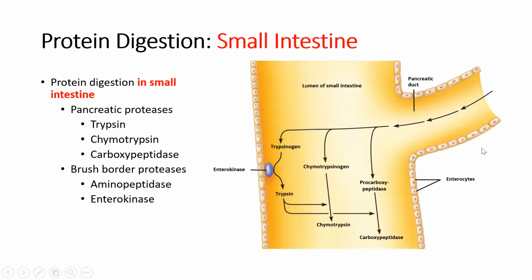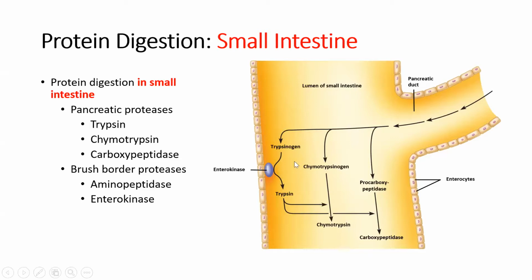So basically, the pancreatic proteases are coming from the pancreas in the fluid, the pancreatic juices that are being secreted. When they get to the small intestine, the duodenum, they're going to be activated. First of all, trypsinogen is going to be activated by enterokinase. So enterokinase is one of the enzymes that is always found in the duodenum. So the brush border proteases are always in the duodenum. And they will then activate the pancreatic proteases that are coming from the pancreas.